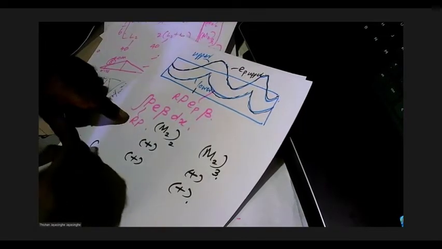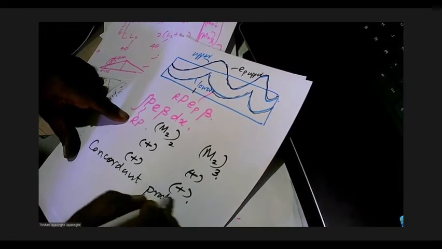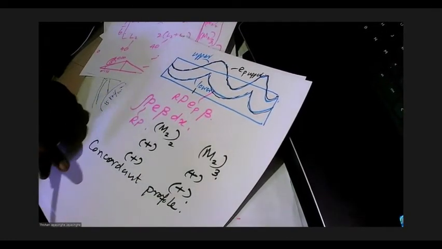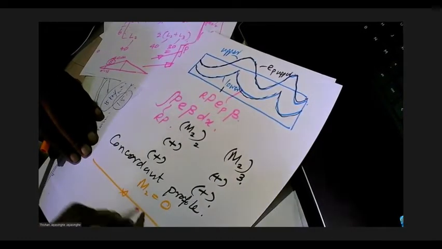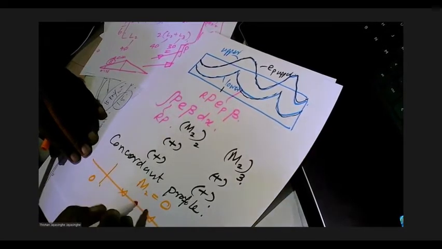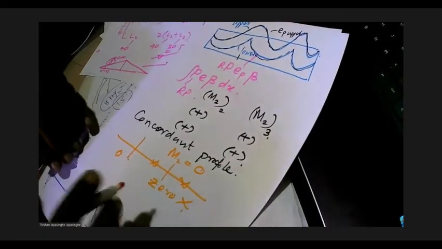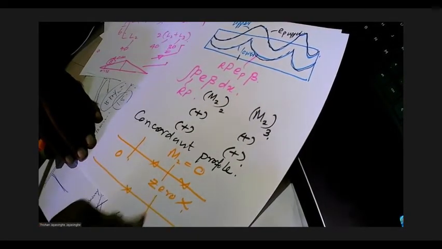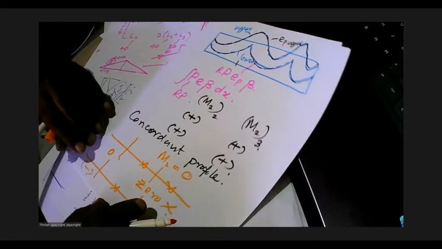And what is a concordant profile? Concordant profile is M2 equals 0. So on a line, you have positive values, 0 is here. And can you find a 0 in between? No zeros here. So if you want to find a 0, one should give a positive value, the other one should give a negative value. Which means the upper profile should give negative values, the lower profile should give positive values, then only you can find a 0 here.